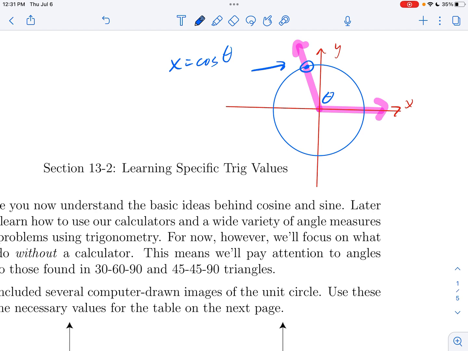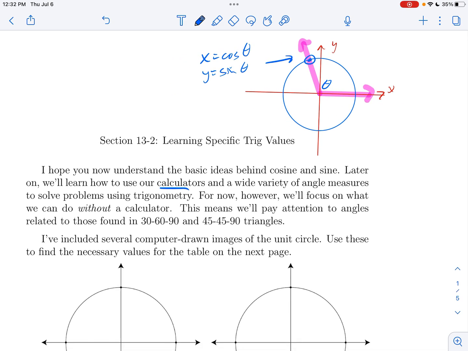It basically measures how far to the right the terminal side points. And the y-coordinate is called sine of theta. That measures how far up the terminal side points. So angles are related to directions, and we can use a pair of numbers to talk about how much this direction goes right or left, how much this direction goes up or down. Now, later on, we'll be using calculators so that we can do a ton of different problems involving sine and cosine. But for now, we want to focus on what we can do without a calculator.